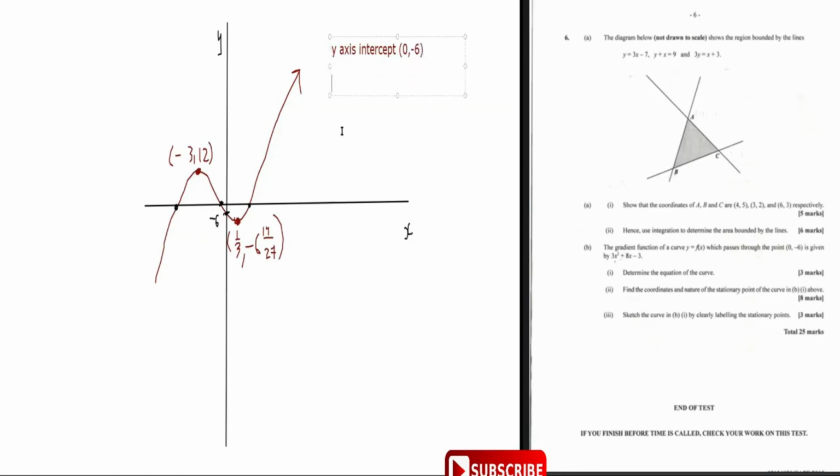You can tell them that the stationary points are minus 3, 12 and 1/3, comma, minus 6 and 14/27. That's all you can tell them.